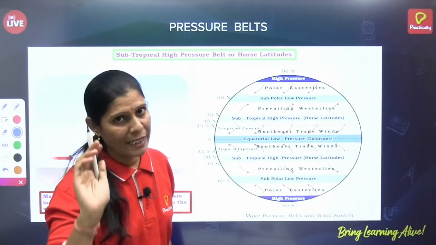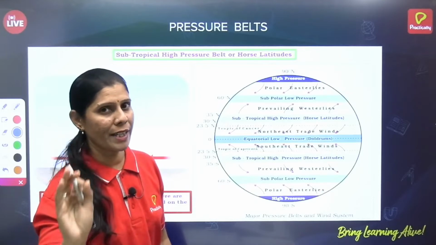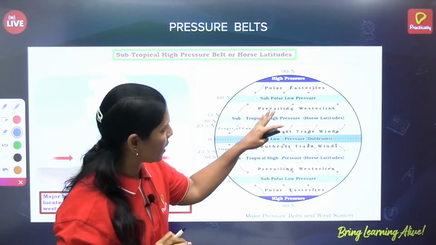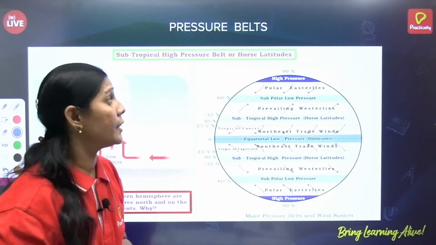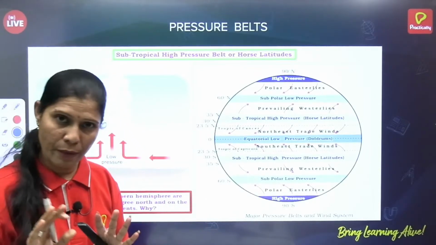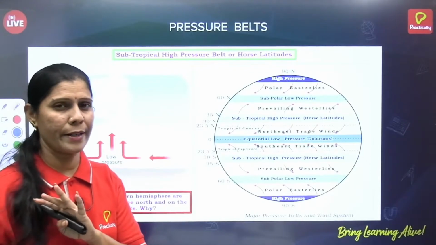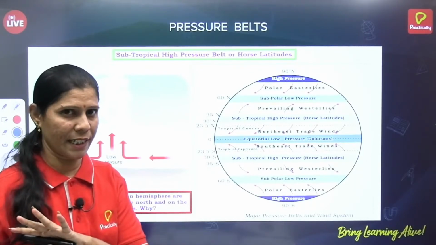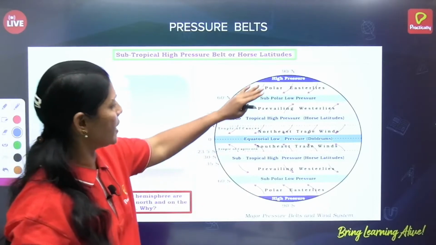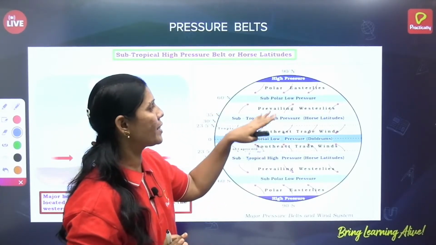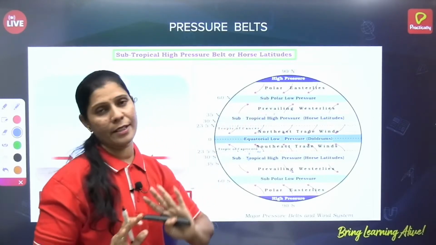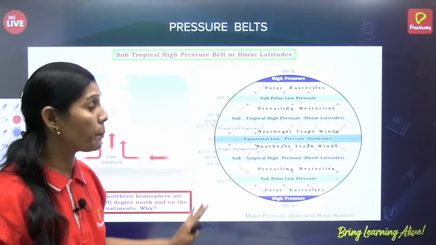Okay, so there are basically three types of winds: prevailing winds, local winds, and seasonal winds. In the prevailing winds, there are three: trade winds, westerlies, and easterlies. These are the prevailing winds.